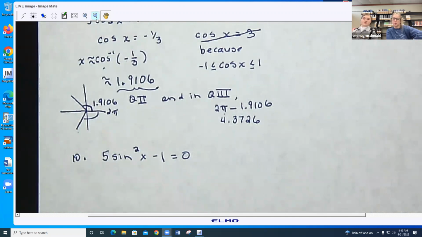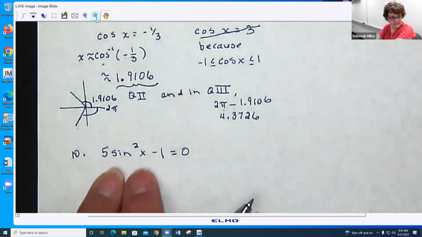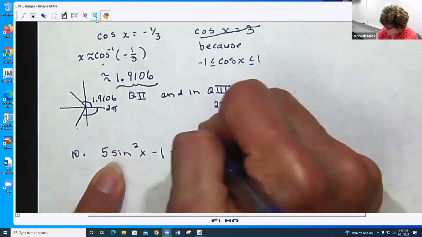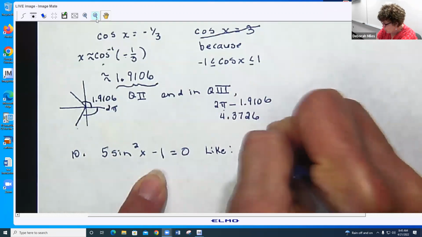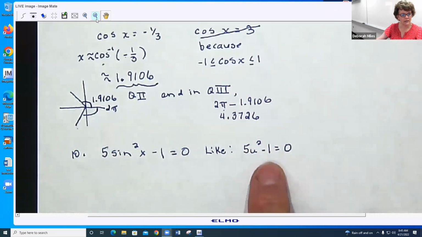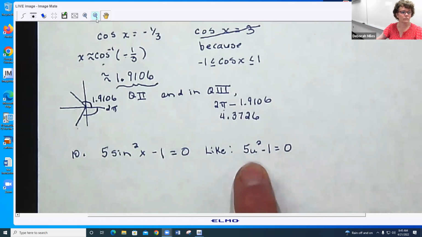Oh, wait, could you take the 1 over and then square? That's what I was gonna say, could you add the 1, divide by 5, and then square it? Yeah, absolutely. Even if I can't figure out what to do after that, I can at least isolate the sine squared. Remember, this is just like 5 ugly square minus 1 equals 0. And if I gave you this one, you wouldn't panic at all. You would add 1 to both sides, you'd divide by 5, and then you'd do what? Square root it. Take the square root of both sides, not forgetting what?